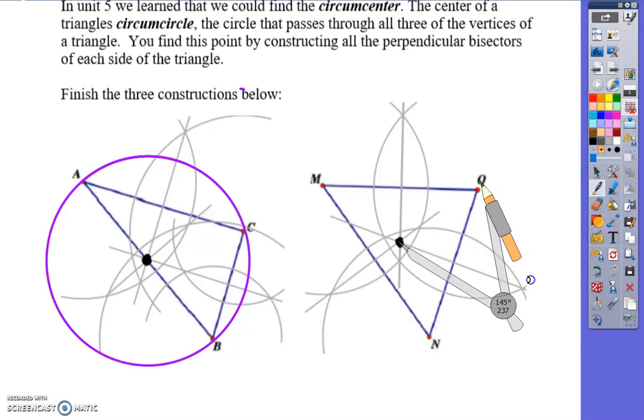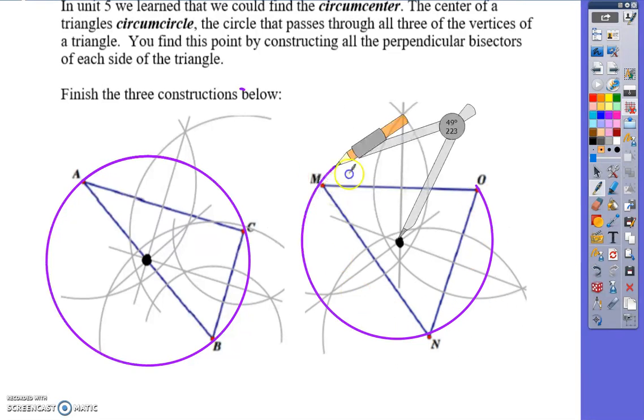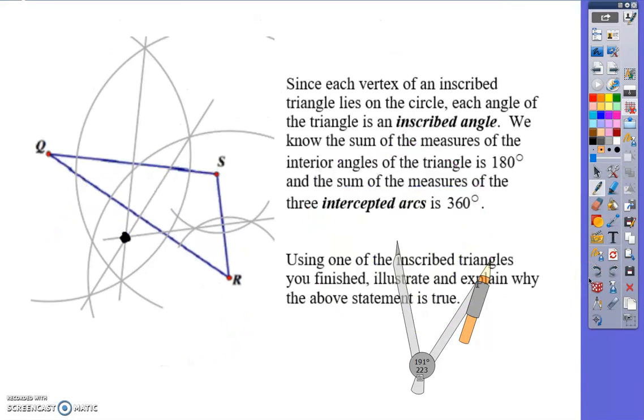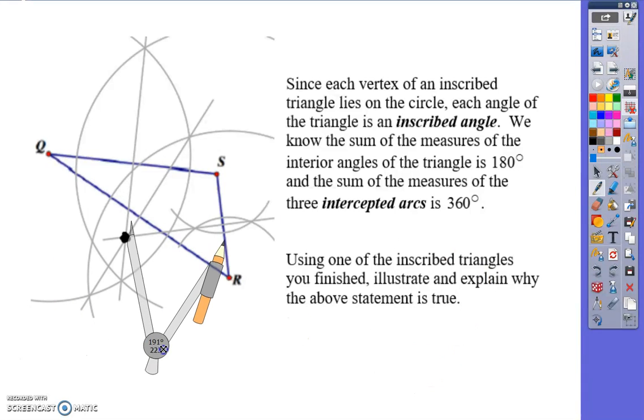Without a compass, it's practically impossible to do this accurately. You can wait till I get back to draw these circles, but the idea is still here. And then we're going to get into what it means, what's important about that point.